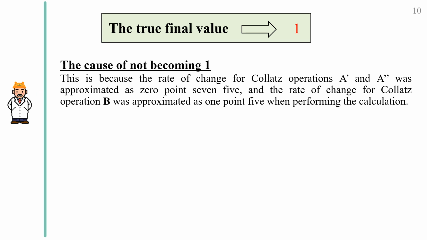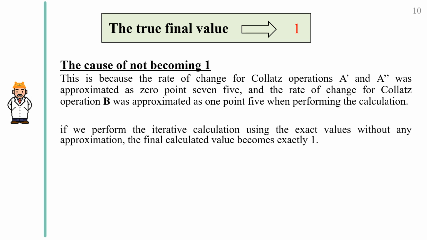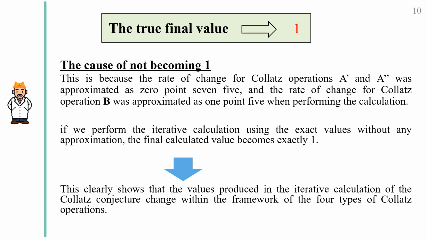In addition, the original purpose of introducing the Collatz operations is to check how the calculated values change. As the previous examples show, the final calculated values obtained from the approximate calculation become close to 1, and this does not cause any problem when evaluating the validity of the proof. Furthermore, if we perform the iterative calculation using the exact values without any approximation, the final calculated value becomes exactly 1. This clearly shows that the values produced in the iterative calculation of the Collatz conjecture change within the framework of the 4 types of Collatz operations.